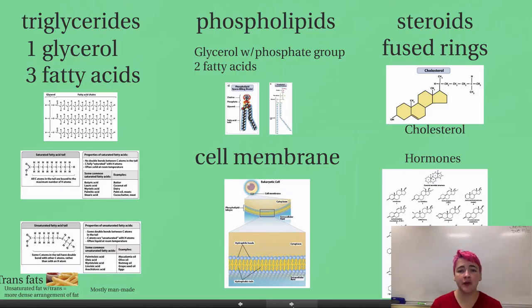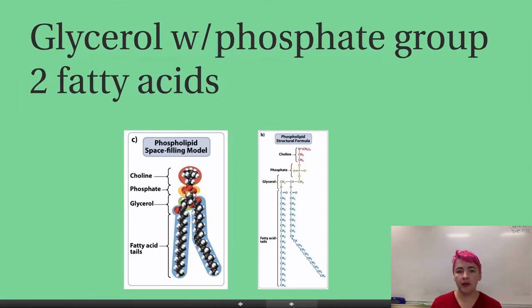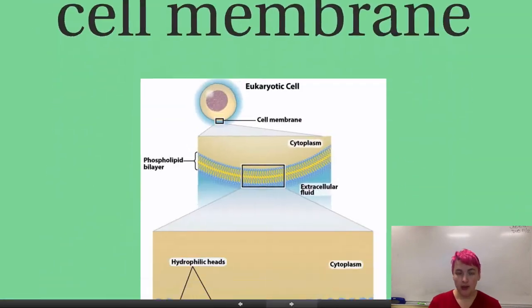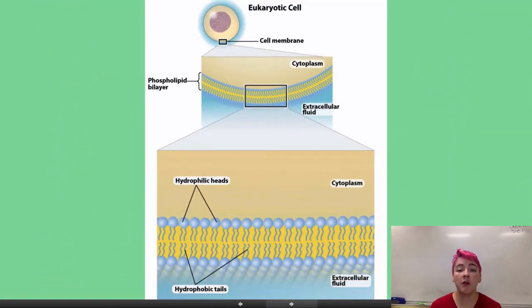It creates a more dense arrangement of the fat, and these are mostly man-made fats. And then we have phospholipids. Phospholipids have a glycerol with a phosphate group and 2 fatty acids. So one fatty acid is replaced by a phosphate group. These are the main components in your cell membrane.